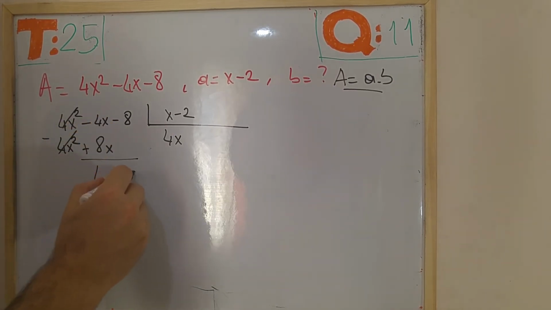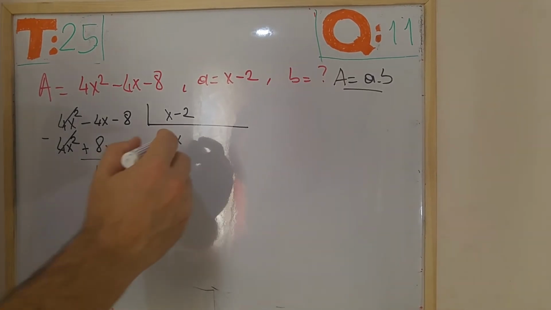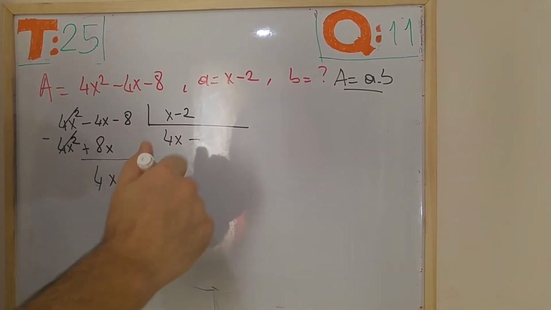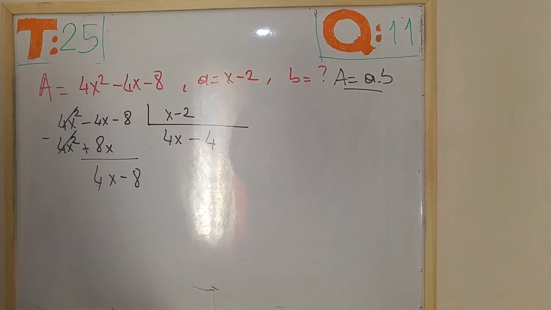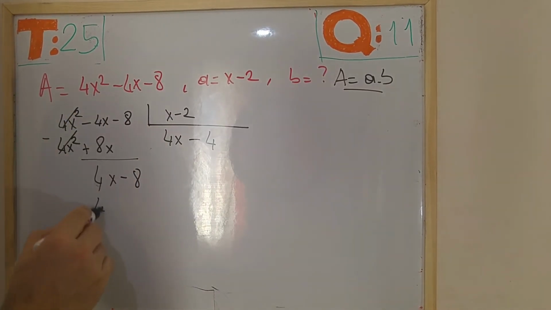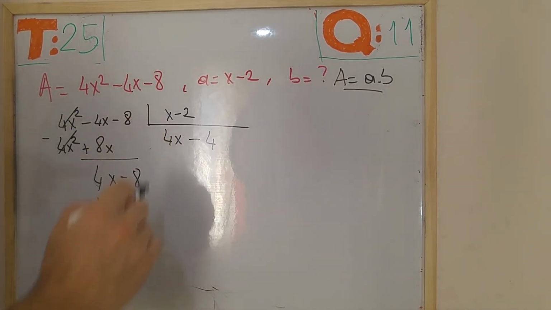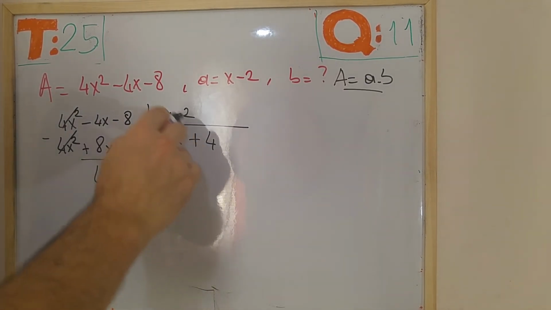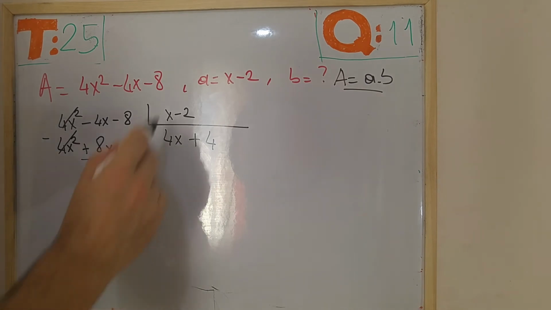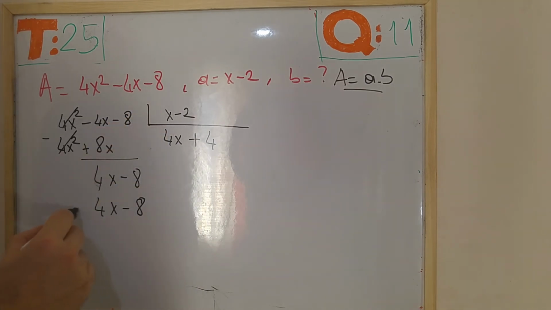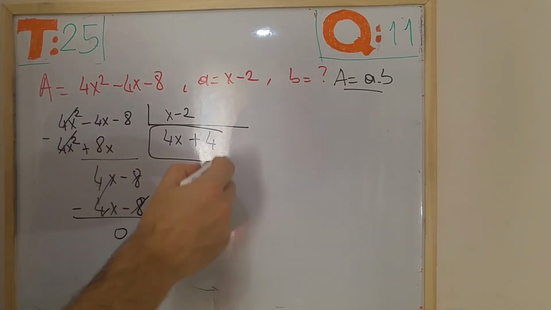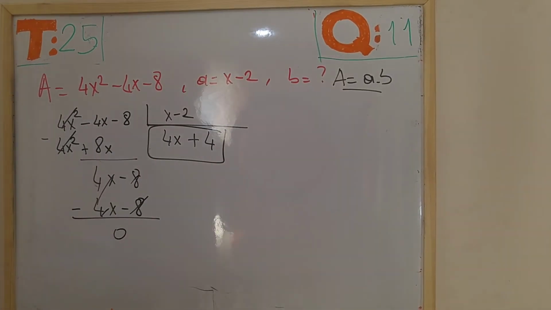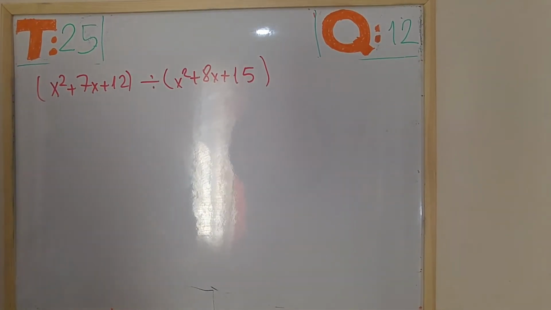This 8 will come down here, and now I'm going to have to multiply this by just 4. 4 times x is equal to 4x. 4 times minus 2 is equal to minus 8. So when I subtract these, I'm going to be left with nothing. This is my answer, 4x plus 4. This is going to be a simplification.